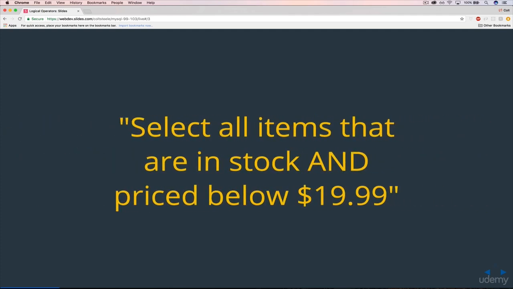Or select all items, so this is some table I made up called items, all items that are in stock and priced below 1999. So that's two different things. We know how to select all items that are in stock, but there's a second component, which is not only do they need to be in stock, but they need to be priced below 1999. And right now, we don't know how to do that either. With that lengthy introduction out of the way, let's take a look at some of our first ones.